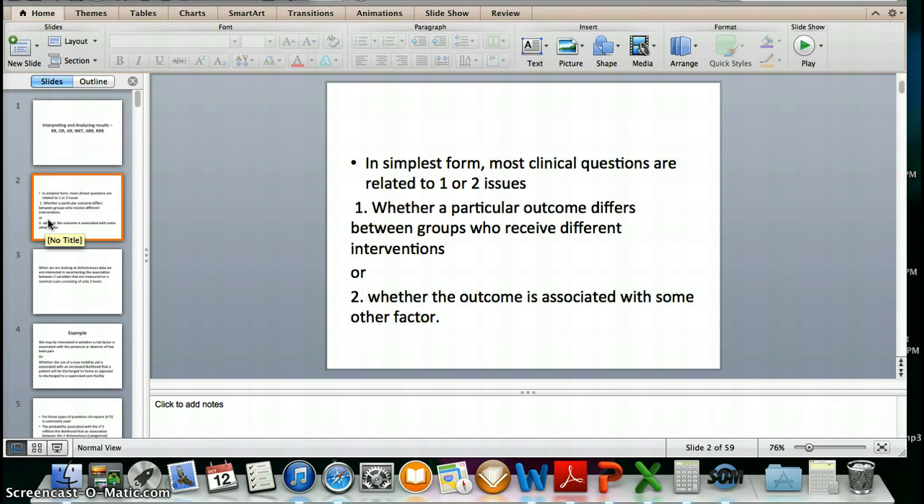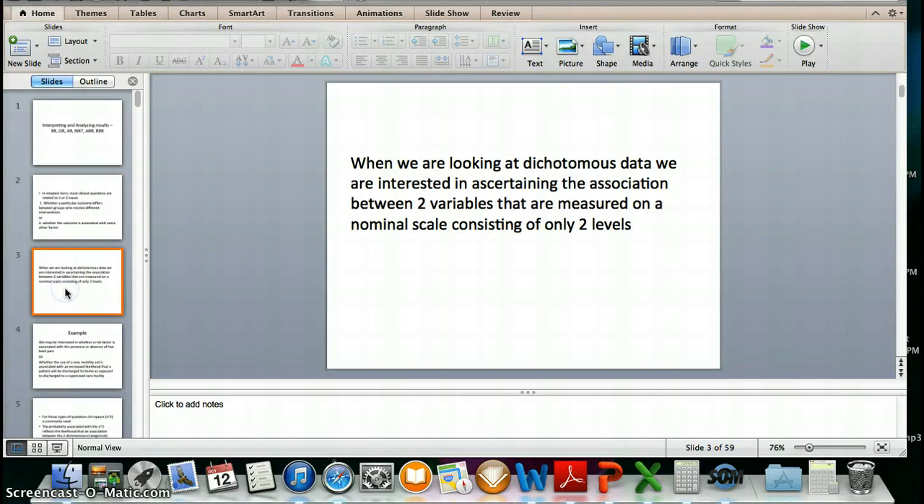So first and foremost, in simplest form, most clinical questions are related to one or two issues. Whether a particular outcome differs between groups who receive different interventions, or whether the outcome is associated with some other factor. When we are looking at dichotomous data, we are interested in learning the association between two variables that are measured on a nominal scale consisting of only two levels. Remember, nominal is categorical. They can only be in one or the other, and all the time, if you're looking at dichotomous data, the level of data has to be nominal.